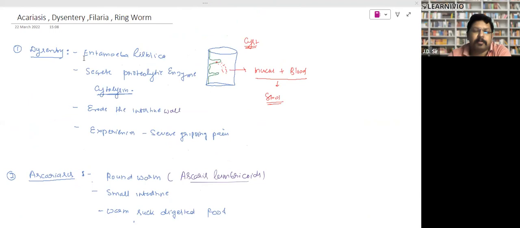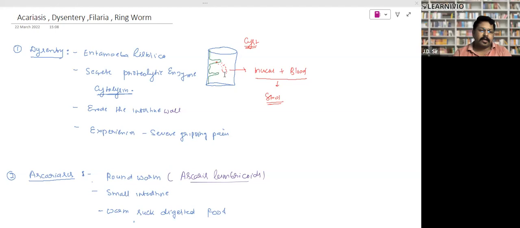Entamoeba histolytica goes inside the small intestine. It reaches the villi. It starts digging the villi, right? And when it digs the villi, after dissolving the villi wall, it goes deep inside and ruptures the blood capillaries and mucus oozes out. So that's how blood with mucus comes out through the stool, right?